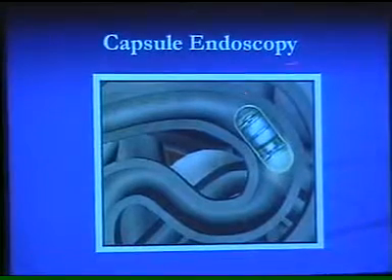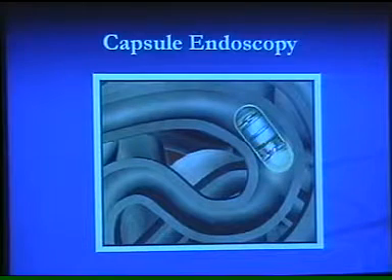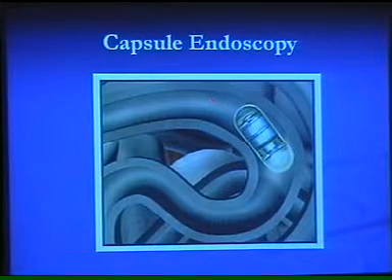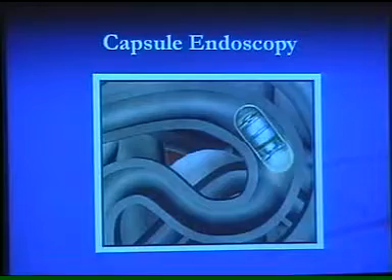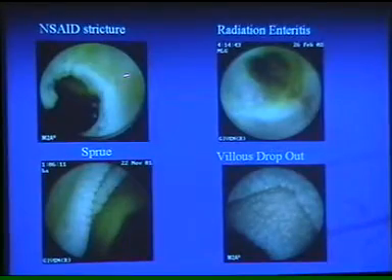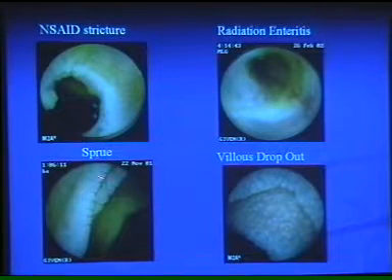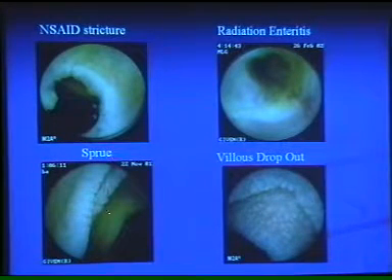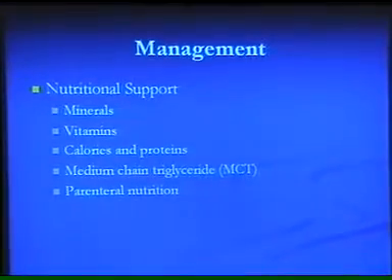And one recent thing is capsule endoscopy, a capsule with a camera. The patient takes this capsule, and as it goes through the intestines, it can take pictures. You can see these are the normal pictures, and these are the abnormal pictures. Here you can see that sprue has been diagnosed with this technique.